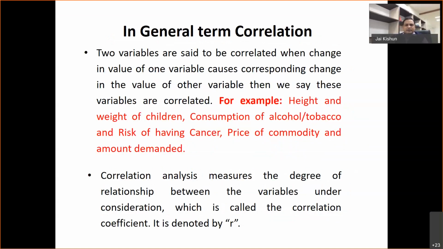For example, we have taken here the height and weight of children. We know that when the height of a child is increased, their weight is also increased. So it means the two variables are correlated, and due to changes in the height of the children, their weight is changing.